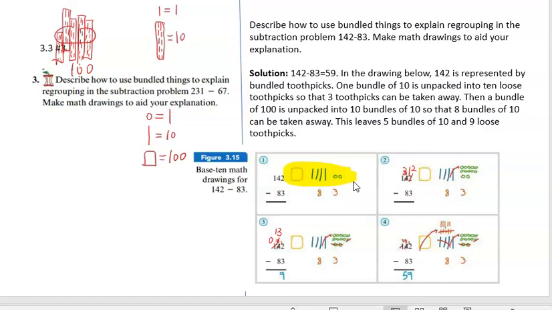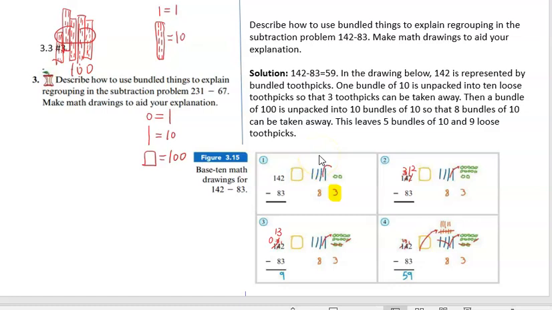And notice, you can start from the ones place, 3. So you're trying to give your friend 3 toothpicks. But notice that we only have 2 single toothpicks, which is not enough. We only have 2, 1 and 2. And that's not enough to give 3 to your friend. So what we're going to do is break apart one of the tens.